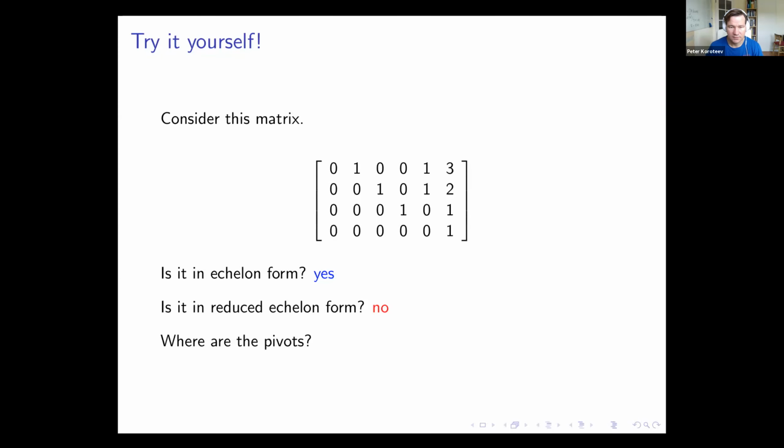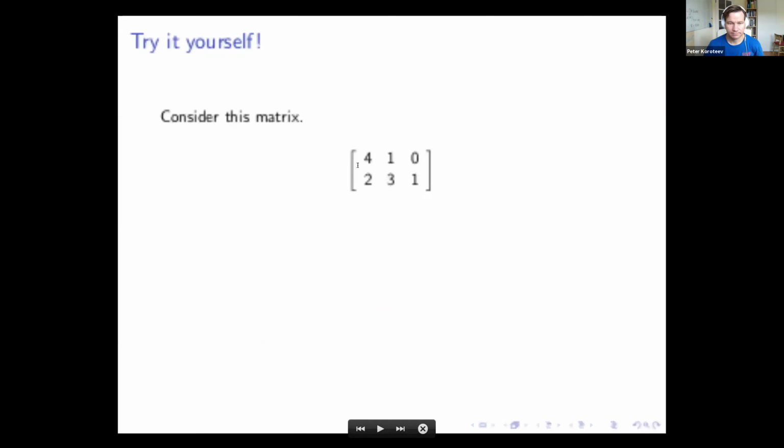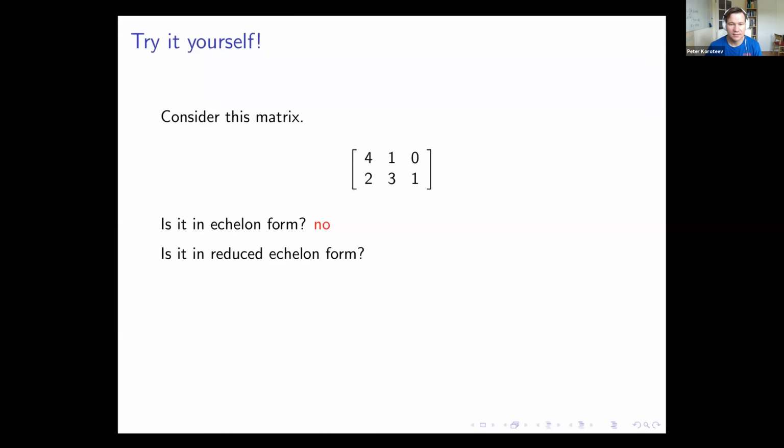Right, so those are pivots over here, right? The shape of the echelon formation would be this. Okay, how about this matrix? Is it in echelon form? Well, no, because it's not how the echelon form looks. Is it in reduced echelon form?